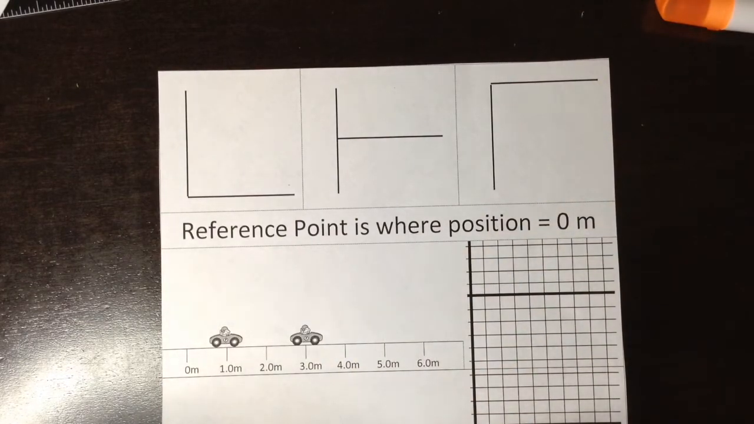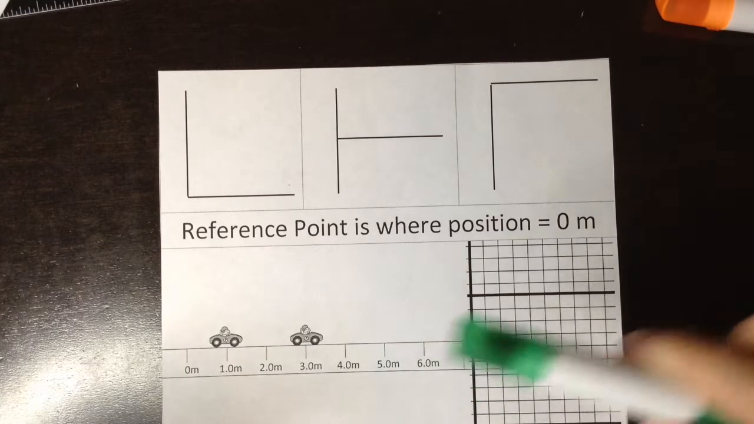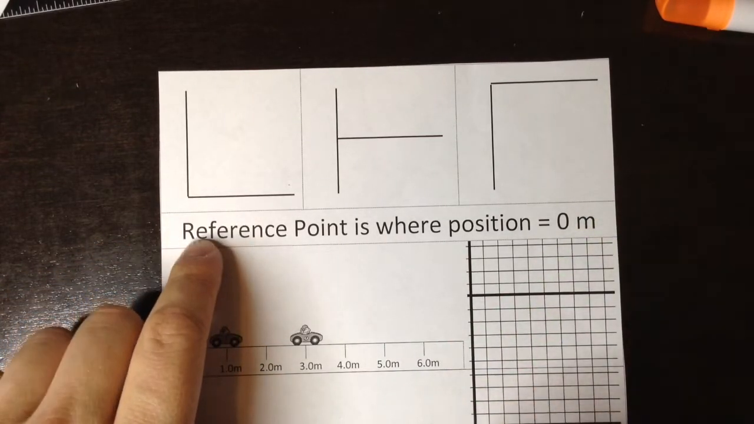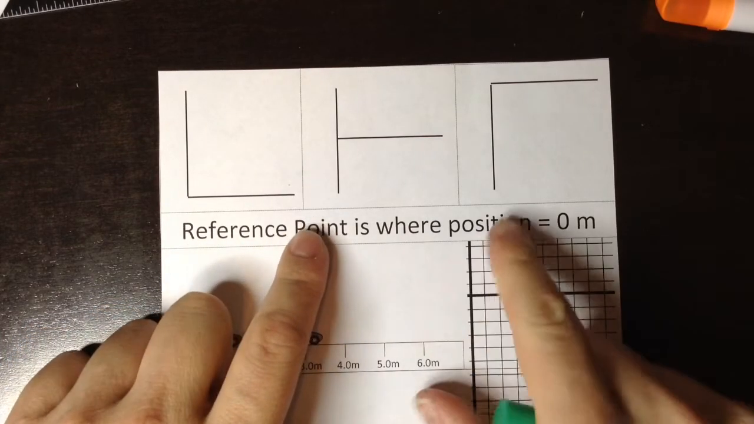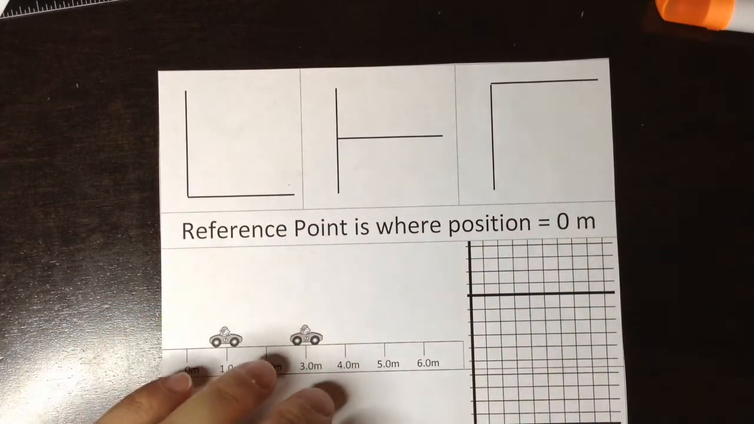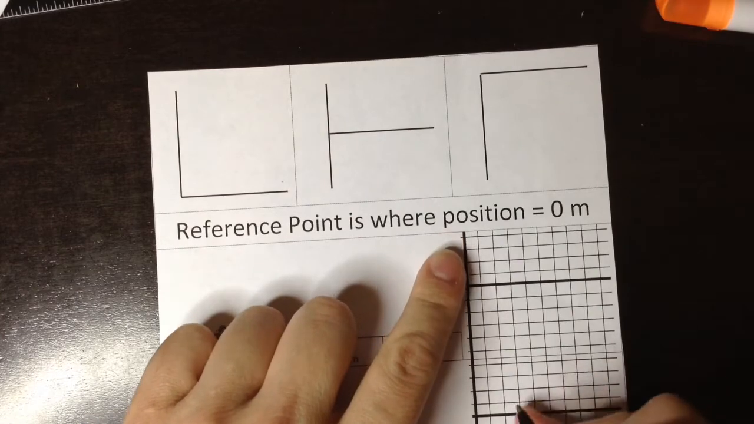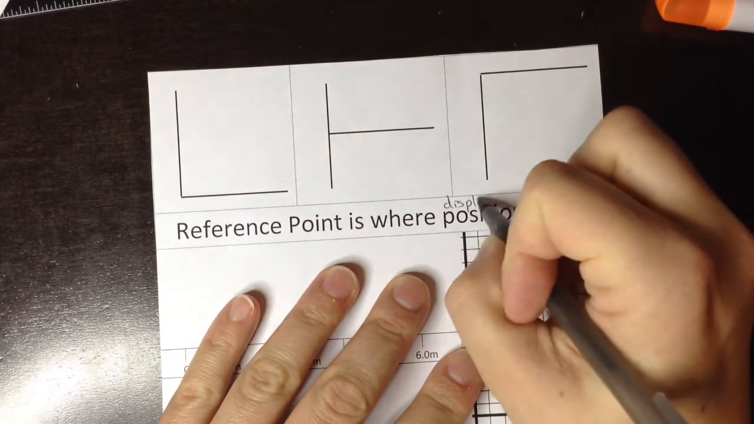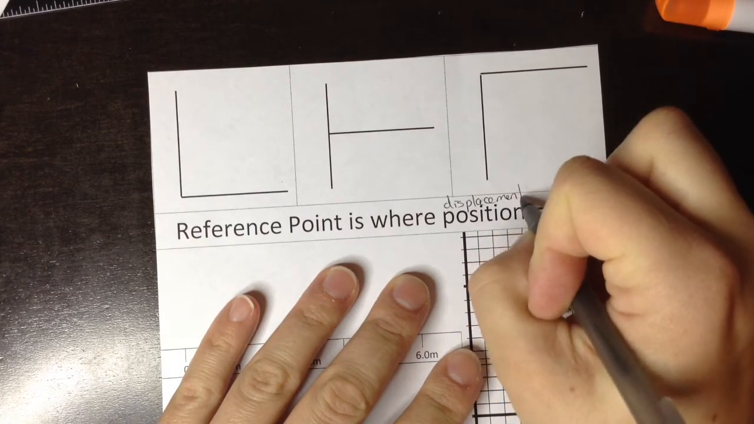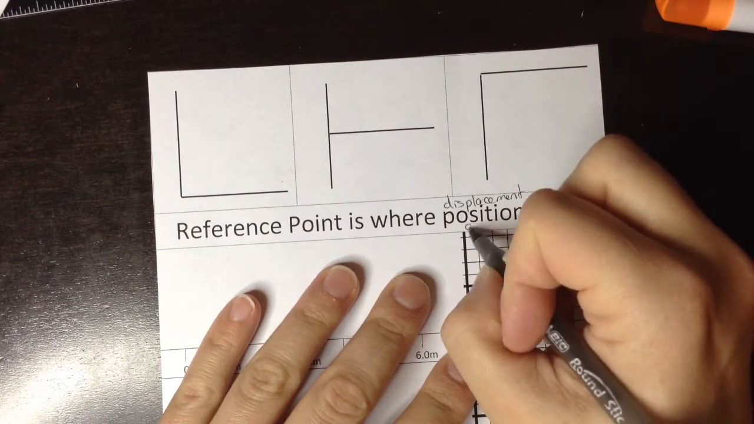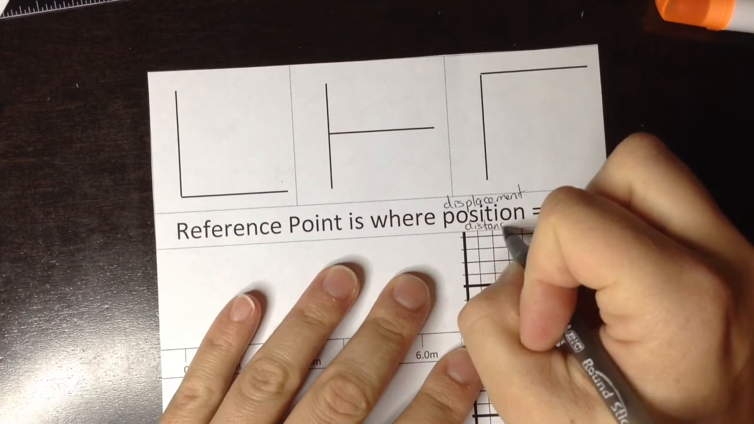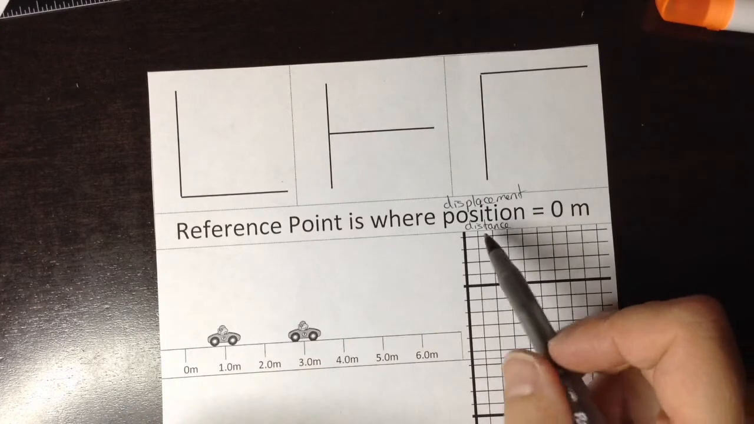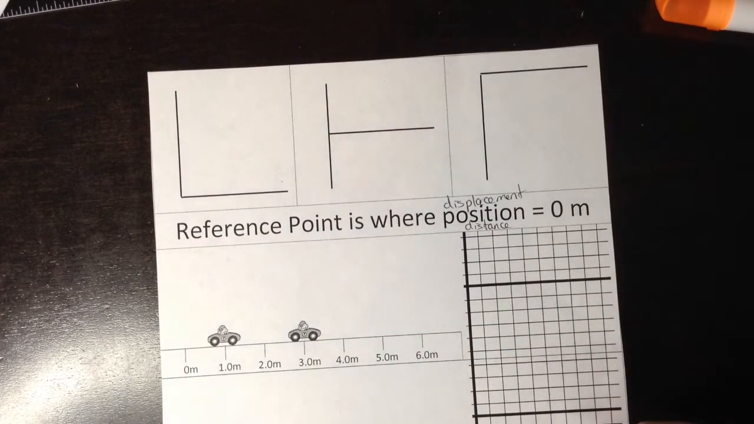there's a few things important for you to know. That's what we call the reference point. Reference point is where the position is equal to 0. Now, position can also be the displacement, or it can be the distance. It all depends on what you're talking about. If we're talking about velocity, it's displacement. But speed and velocity are very similar. Sometimes it'll be a distance graph.